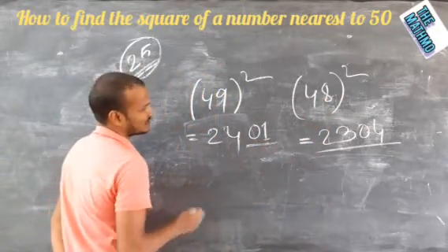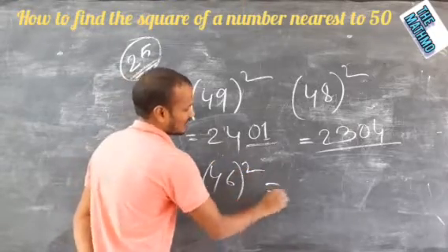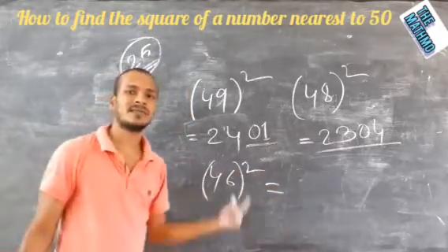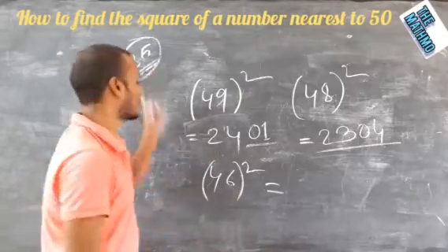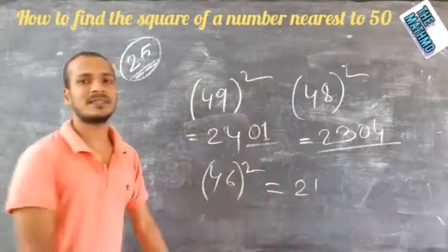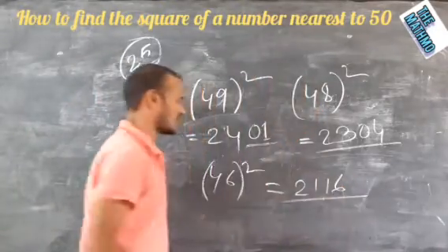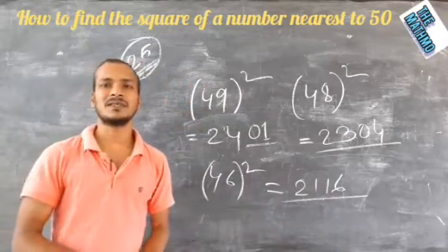Let us take one more example, say 46. So 46, how much less than 50? It is 4 less. So subtract 4 from 25, it is 21. And the square of 4 is 16. And that's your answer. It's quite easy, okay?